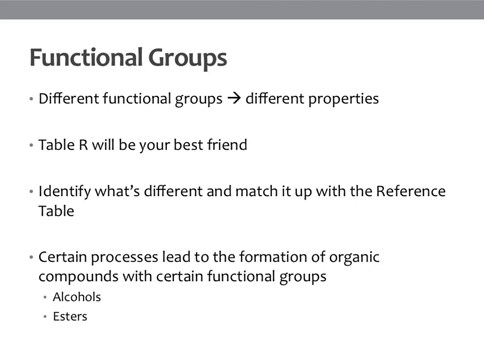You also have nitrogen as another possible functional group, which makes it amines, or its placement can make it amides, and you might have amino acids. Again, different properties. So what you're definitely going to need to do is identify what's different in your organic compound. You're not going to have your basic hydrocarbon chain. Identify what's different, and then match it up with what's on the reference table. And then you're going to have certain processes, certain organic reactions that lead to the formation of these organic compounds with certain functional groups. As an example, alcohols and esters.